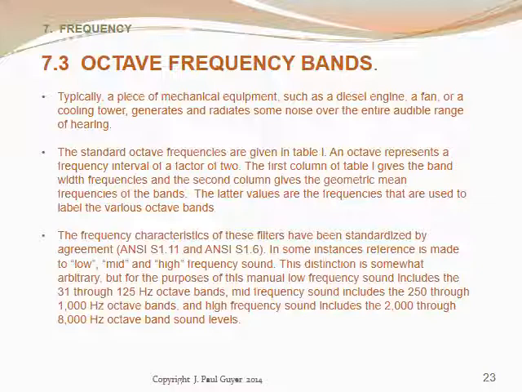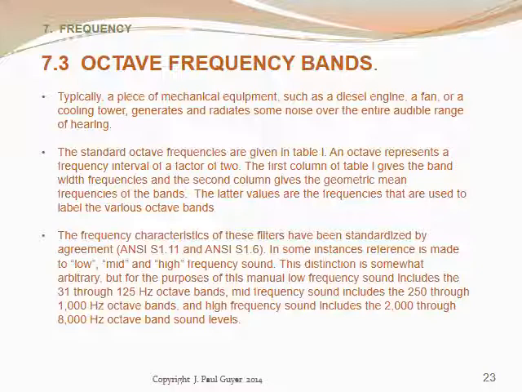problems. The standard octave frequencies are given in Table 1. An octave represents a frequency interval of a factor of 2. The first column of Table 1 gives the bandwidth frequencies, and the second column gives the geometric mean frequencies of the bands. The latter values are the frequencies that are used to label the various octave bands. For example, the 1000 Hz octave band contains all the noise falling between 707 Hz and 1414 Hz. The frequency characteristics of these filters have been standardized by agreement, ANSI S1.11 and ANSI S1.6.